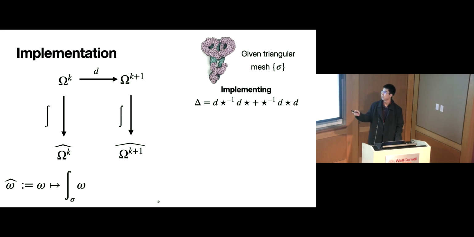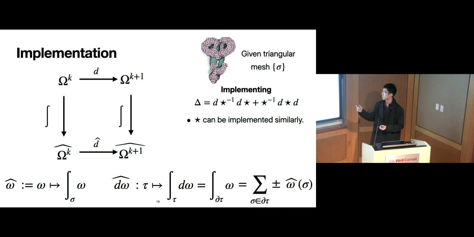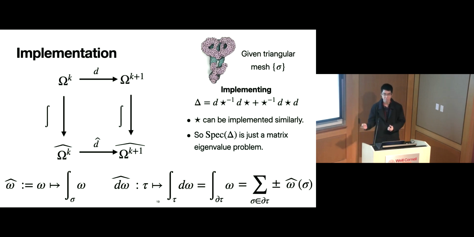Now we have the d map, the differential map on the differential form side, and we want to find a map d hat on the discrete differential form side such that this diagram commutes. It turns out that by Stokes' theorem, the definition of d omega allows us to push this differential down as a boundary. So this d omega hat is just the alternating sum of omega hat. So d is just a matrix related to how the boundary relates to all the lower dimensional simplices. And star can be implemented similarly. So delta is just a matrix eigenvalue problem.